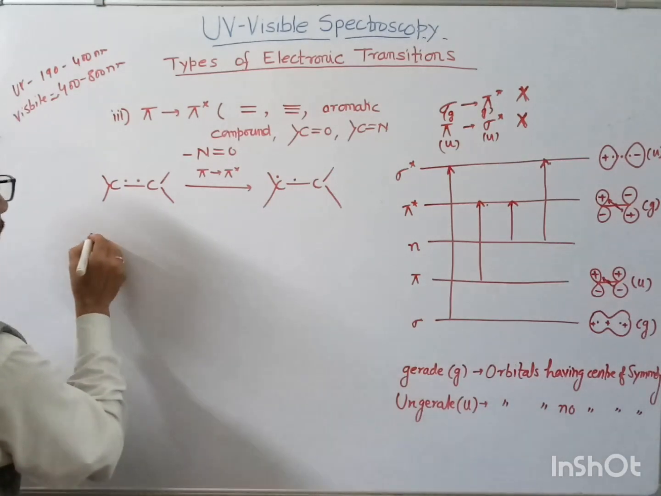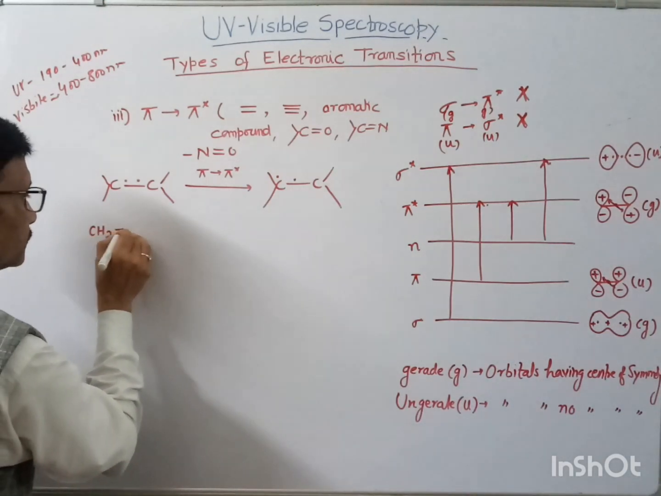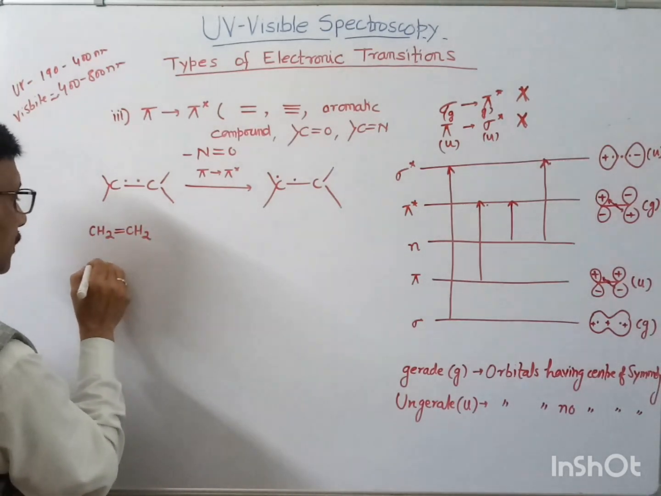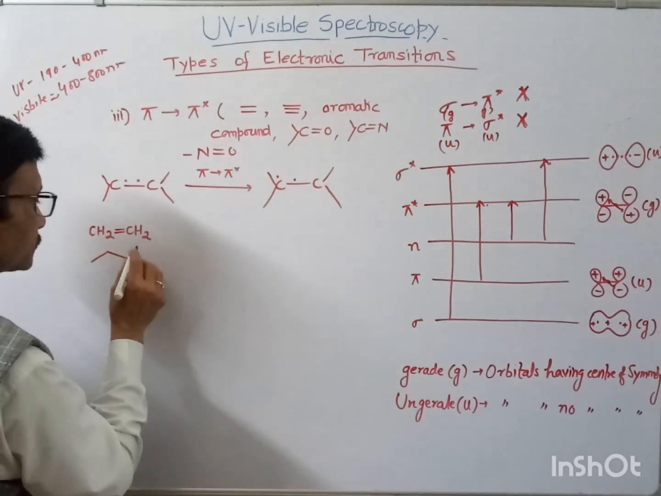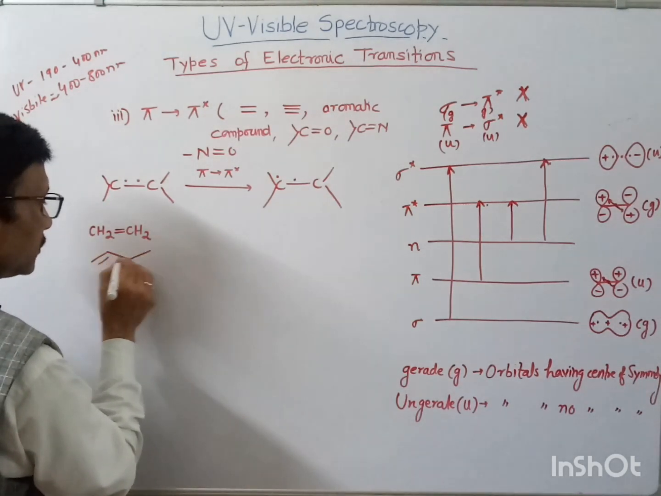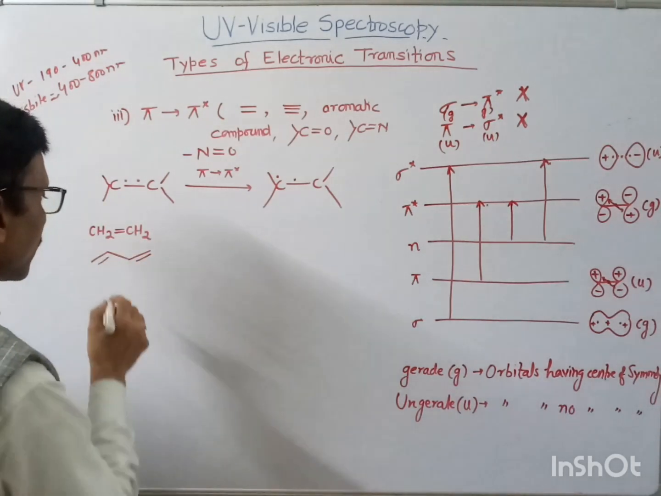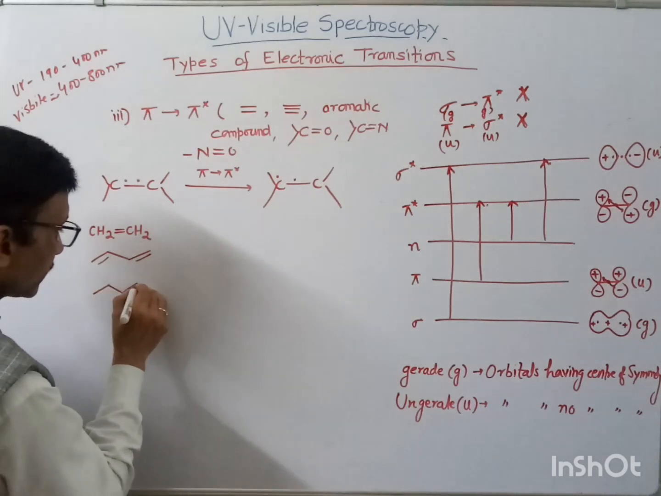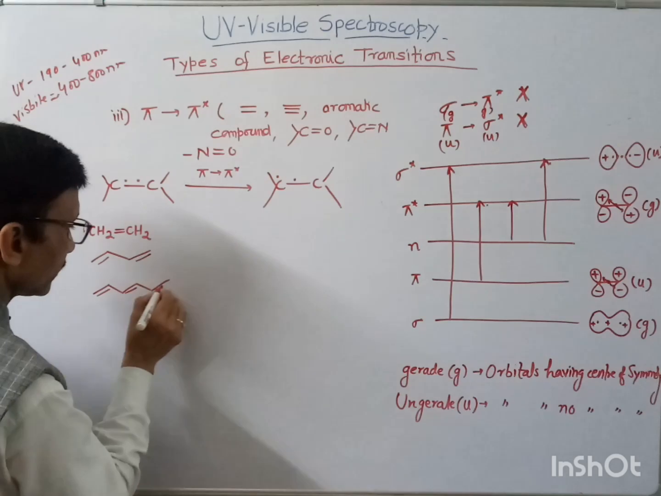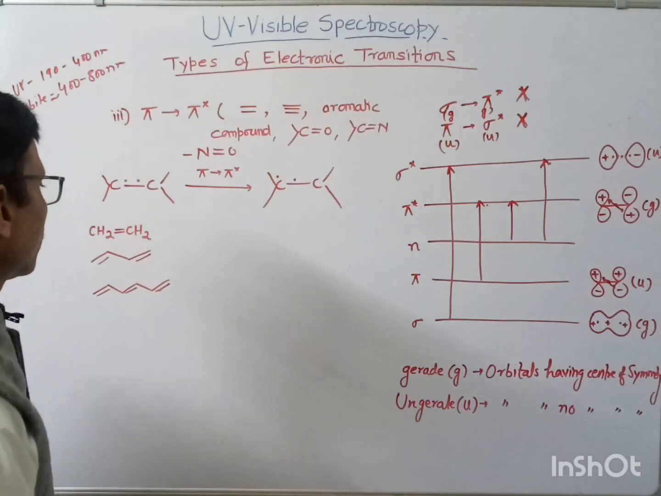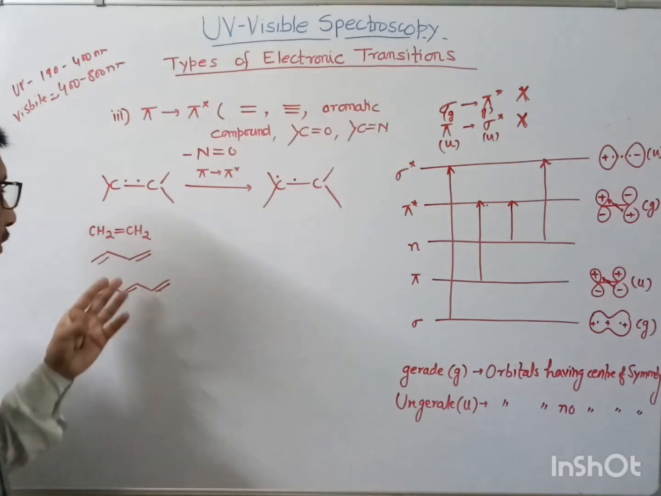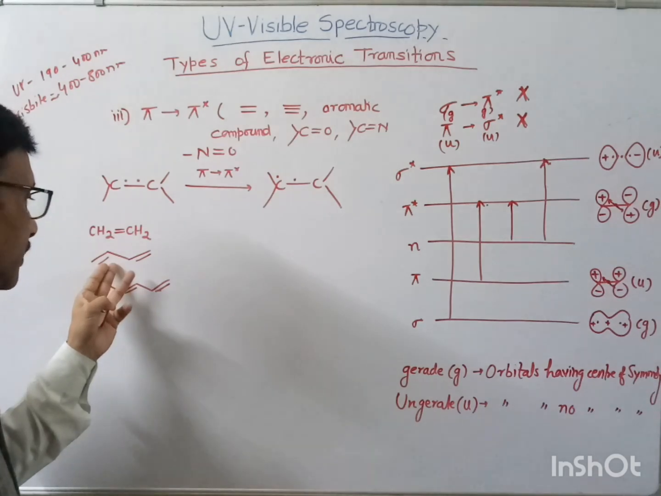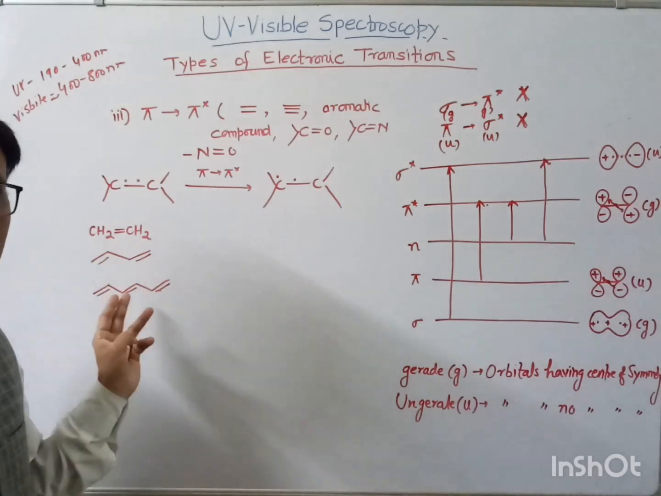Suppose we have ethene, and then butadiene, and then hexatriene. In these three molecules, the number of conjugated pi bonds is increasing. There is a conjugated pi bond in butadiene and one more conjugated pi bond in hexatriene.